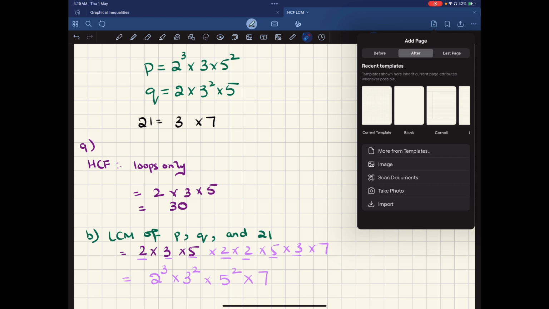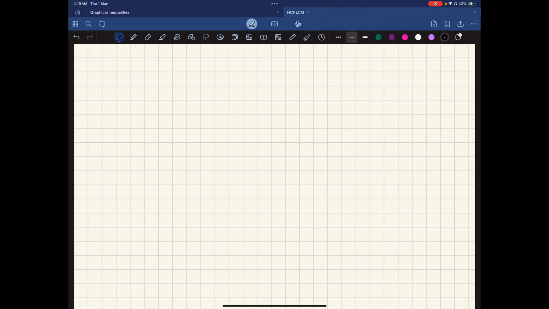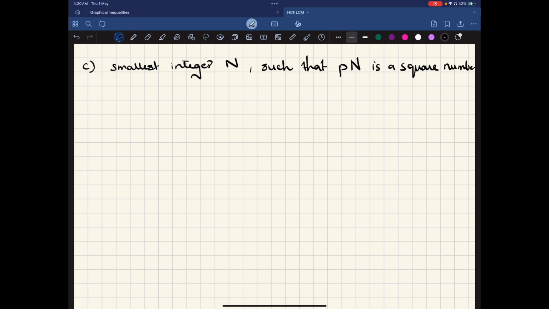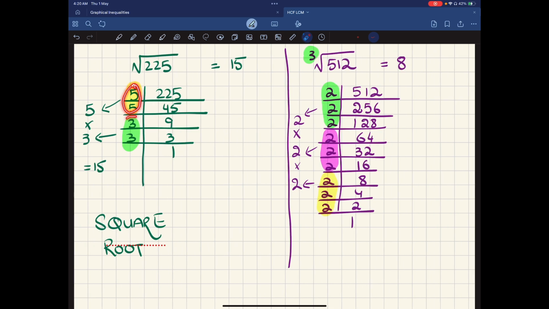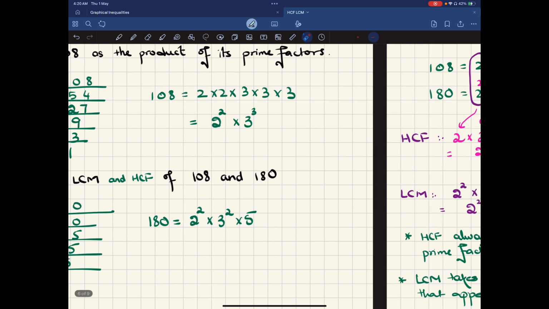Okay, next, the next part asks us to find the smallest integer n such that P into n is a square number. Okay, so before we solve this question, I hope that you remember that square numbers have their factors in pairs of 2, right? So for a perfect square, all the factors are always in pairs of 2.